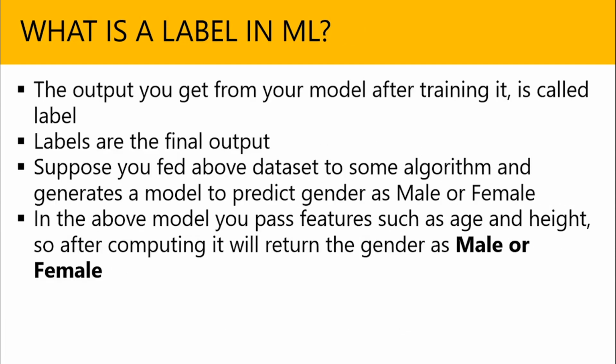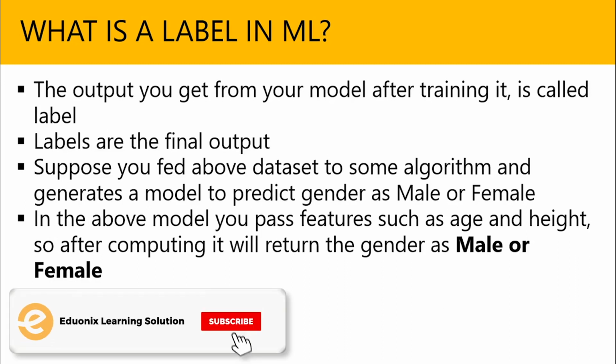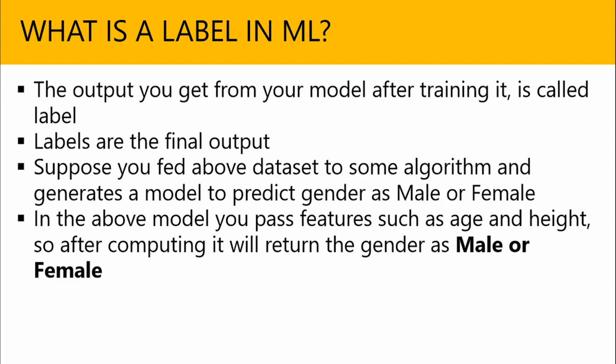A label, in machine learning, as I highlighted briefly earlier, is the output you get from your model after training it, and that's called a label. So labels are the final output. And labels are also important, by the way, so it's important to have labeling done within your machine learning data sets. And that sometimes could be time consuming because your data really is not labeled.